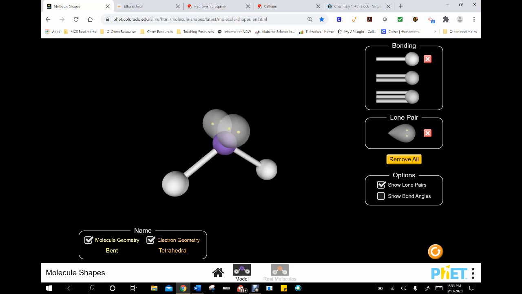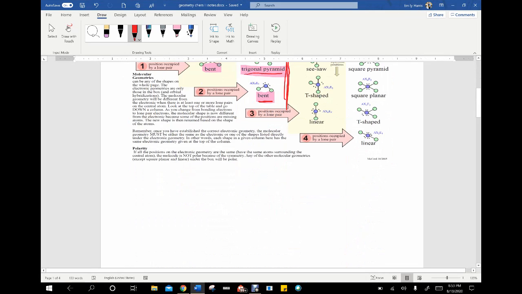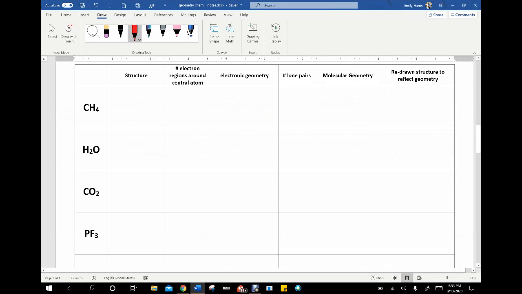So we would classify the molecular shape as bent. So let's go ahead and go back to our notes here and give this a try, just filling out this little chart. And so I'm going to draw the structures quickly for us since we recently practiced that. And then we're going to go through and practice classifying our molecular and electronic geometries.